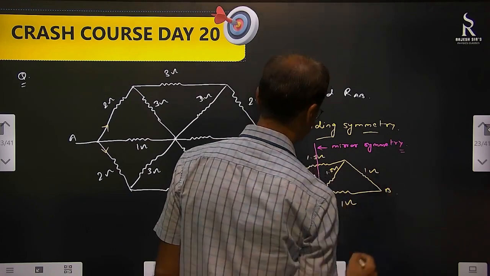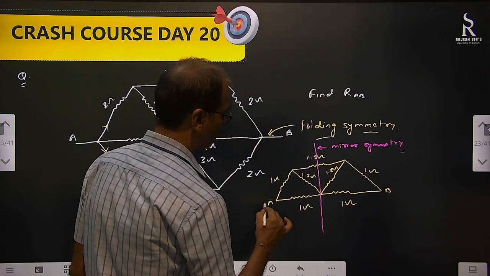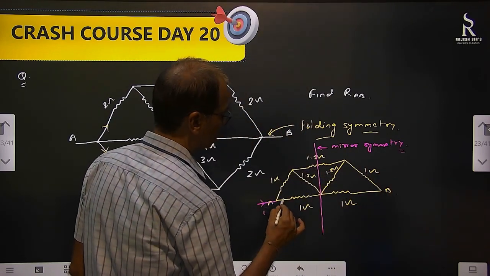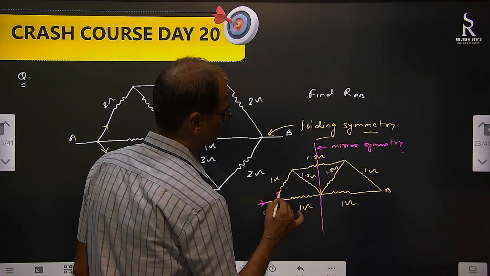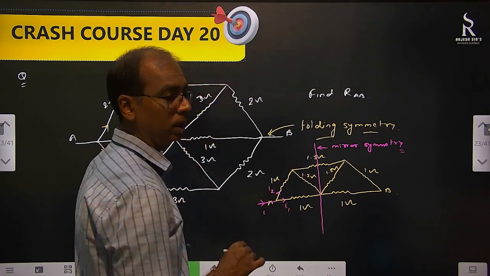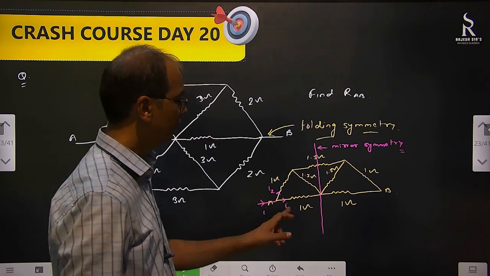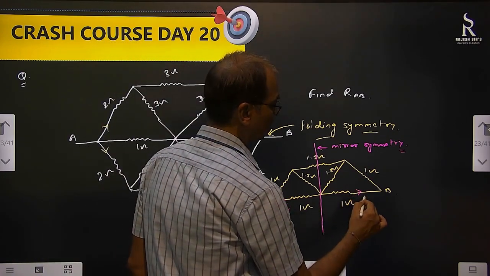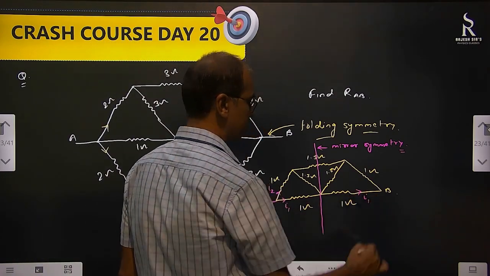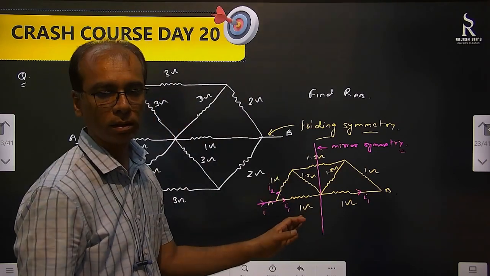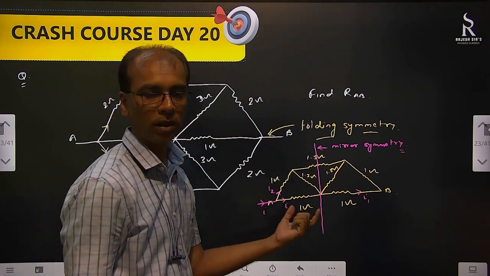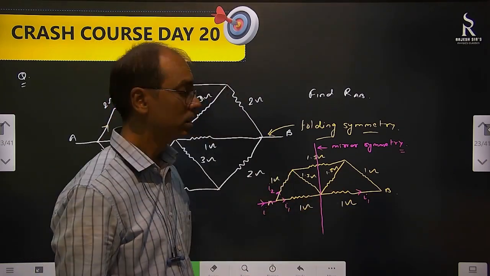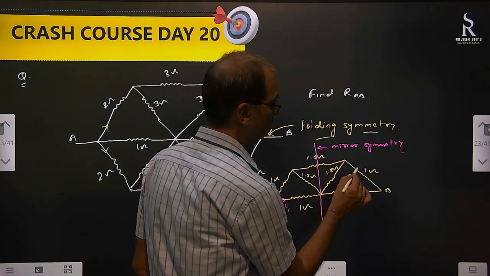So what happens in this? We say that if suppose from here current I is coming, here goes I1 and here goes I2. Then mirror symmetry says if here is I1, the same I1 will be going here. This is mirror, right? So mirror symmetry says whatever current is over here, the same current is here. Same way, here is I2, so here will be I2.